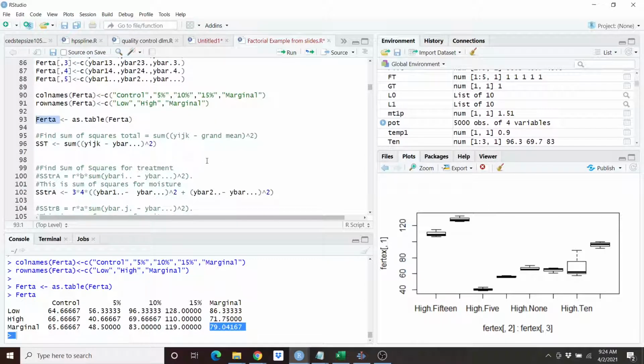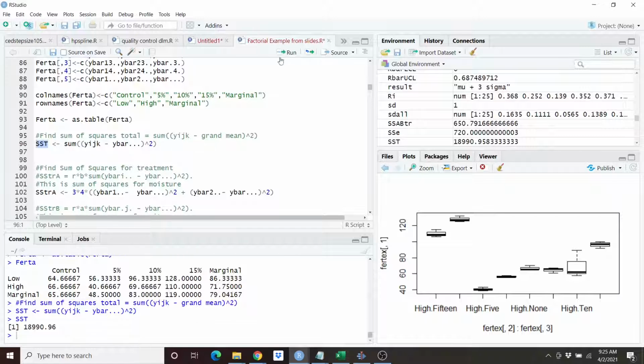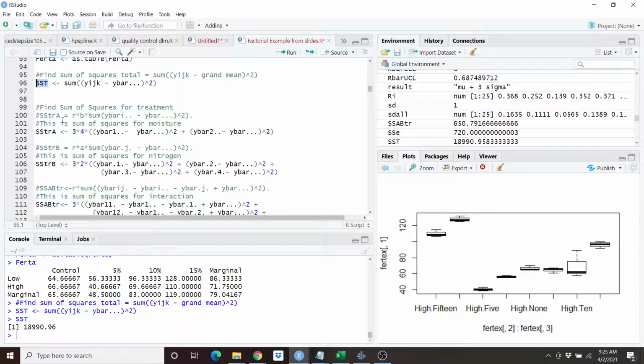So we need to find sum of squares total. This is the sum of squares of our observations minus the grand mean squared. What I'm going to do is look at these deviations between my individual observations and the grand mean, square those deviations, and add them up. And so for my sum of squares total, I get 18,990.96.